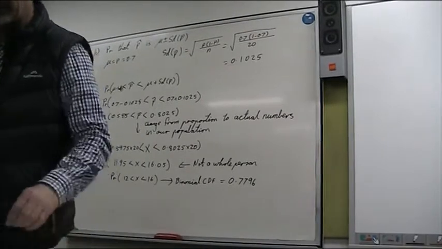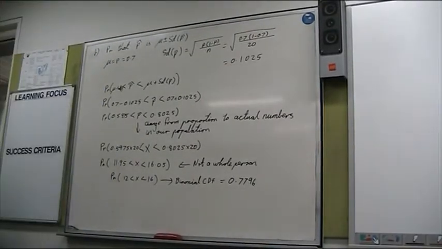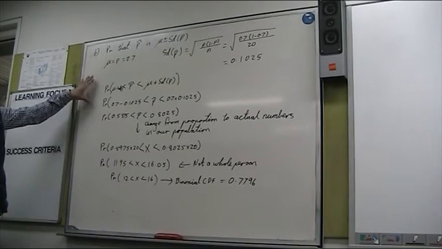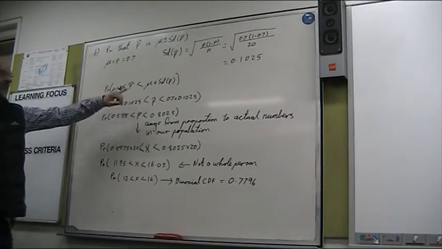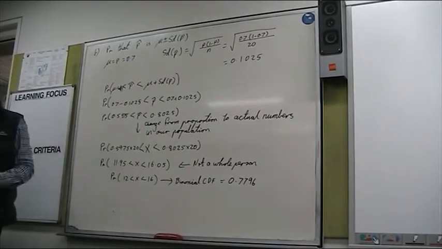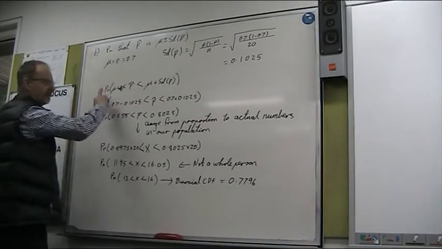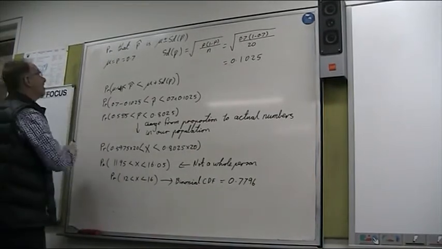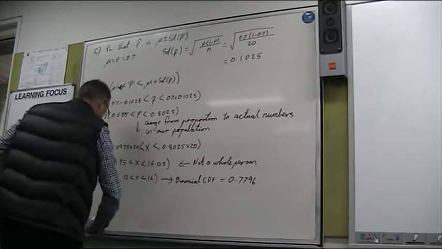Oh, the last bit. Probability the sample proportion lies within two standard deviations of the population proportion. What's the difference between part C and this? You just multiply it by 2. This bit here is multiplied by 2, yes. So this was between one standard deviation. We're now wanting for part C between 2 standard deviations.